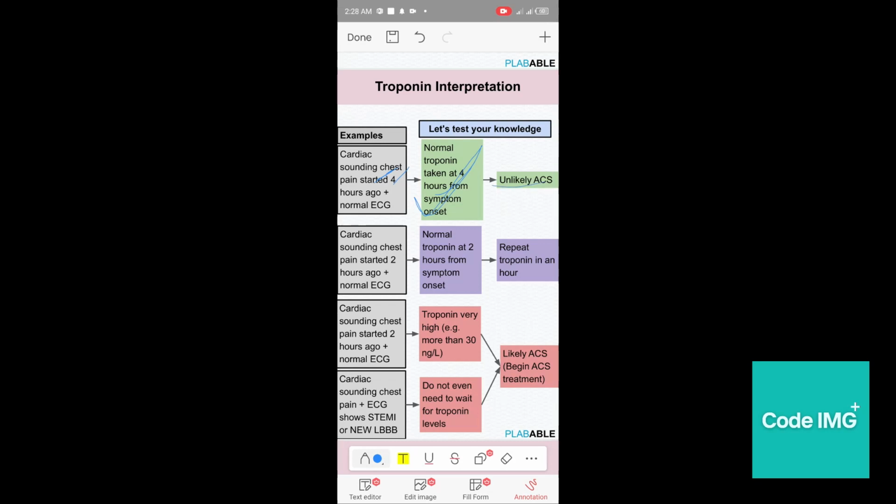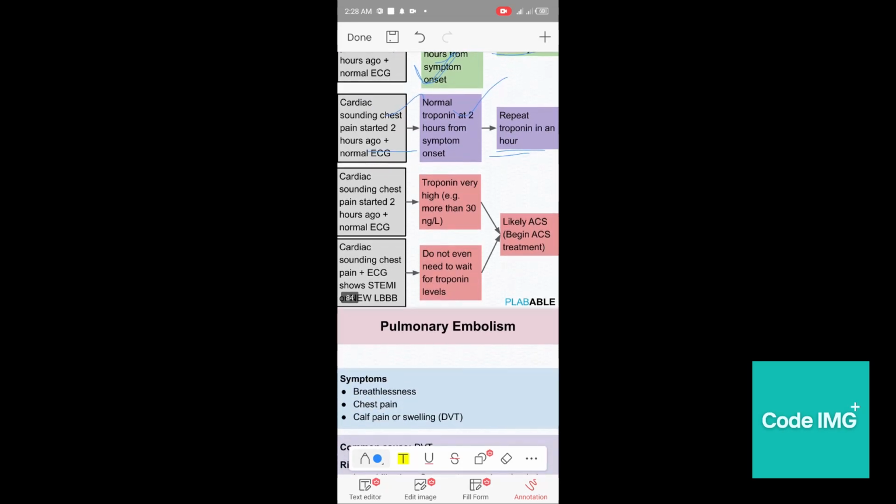So if the pain started like 2 hours ago, with a normal ECG and normal troponin, you need to repeat the troponin. You need to remember it takes like 2 to 4 hours to rise, sometimes 2 to 6 hours. In a few books, it's written like 2 to 6 hours. Now, again, cardiac sounding chest pain, 2 hours ago, normal ECG, trop very high, you need to treat. It's typical chest pain, trop is positive, you need to treat, because ECG could be normal in 5% of patients.